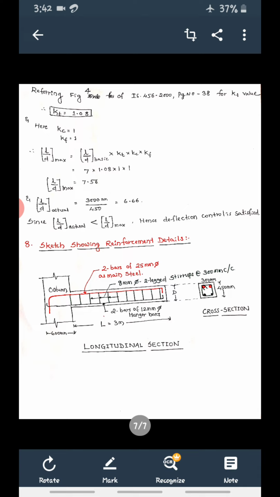Then in the next class we come up with the next module, that is module number 4. We'll take up the design of slabs. Why I am telling this is, if you want to design the slab, you should know the design of beam. 99.9% of the steps are the same. The design of beam and design of slab is almost the same. If you understand the design of beam thoroughly, then there will be no problem in design of slab.